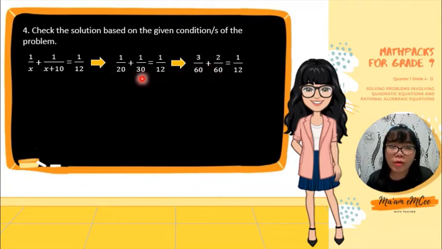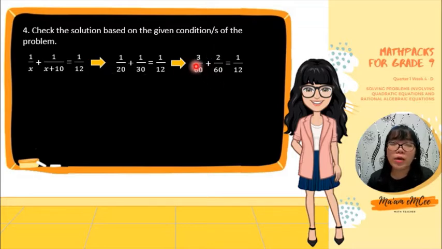What do you multiply to 30 to make 60? Right? 2. The same number will be multiplied to your numerator to get your new numerator. So, 1 times 2, that is equal to 2. That is how we get 2 over 60. So, 1 over 20 plus 1 over 30 is now 3 over 60 plus 2 over 60.